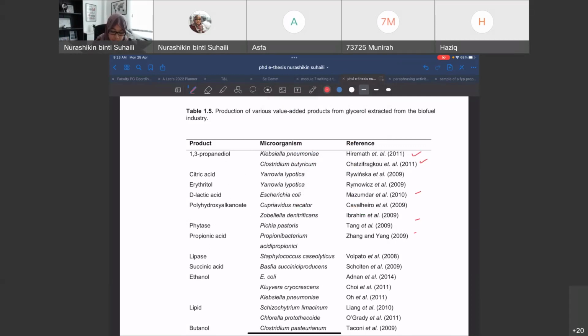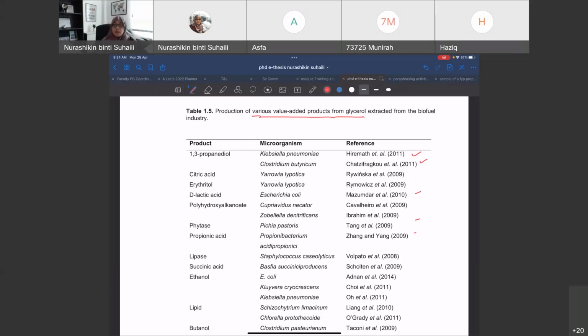Maybe this is about value-added products from glycerol, because my research was on glycerol. So I wanted to see what products are produced from glycerol. It's much easier for the readers to see this table than if I write paragraphs. I can also write a paragraph like, okay, production of 1,3-propanediol was reported by this and this, right? But if I put it in a paragraph, it's going to be lengthier and very difficult to see compared to this kind of table.